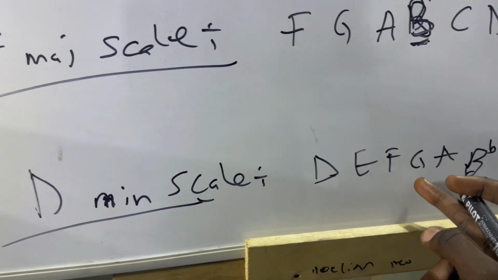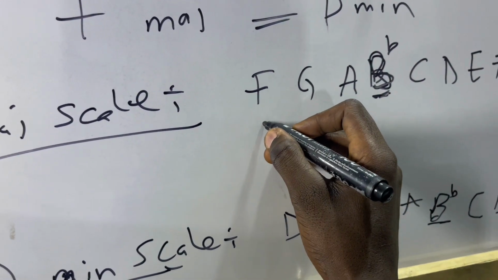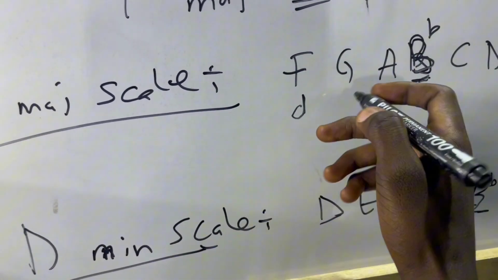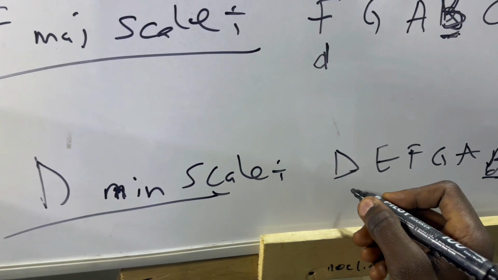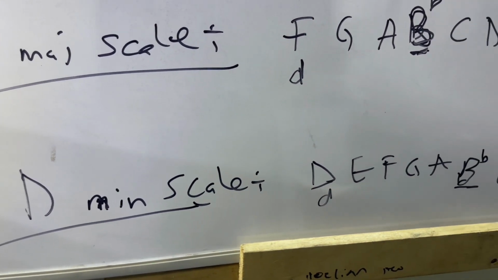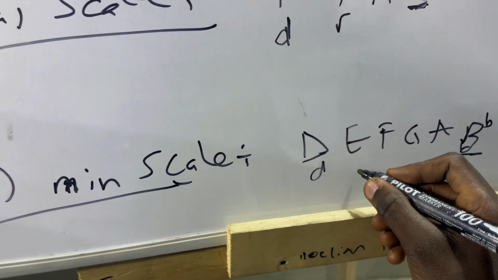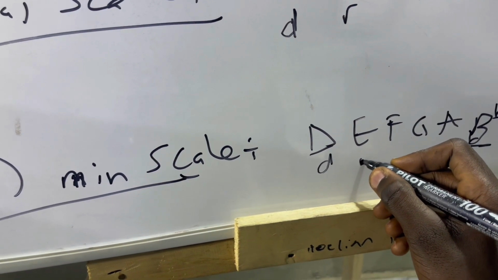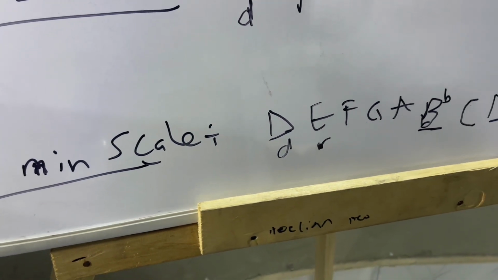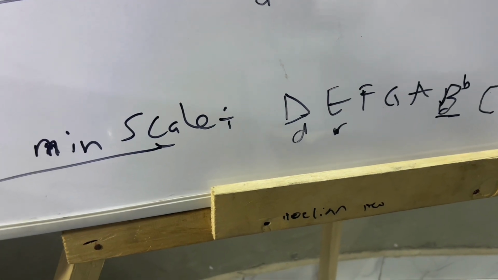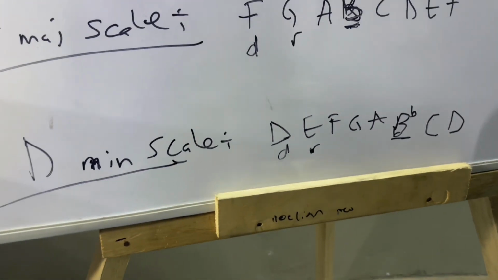D, you have D, E, F, G. So D, E, F, G, A. But the difference is the note F here. F is our do in F major. Our do in terms of solfege is F, but in D minor our do is D. Our re in F major is G, but our re in D minor is what? It's E. Have you understood? So that is the difference, and so on and so forth.